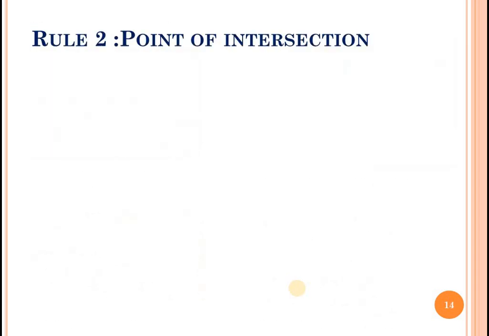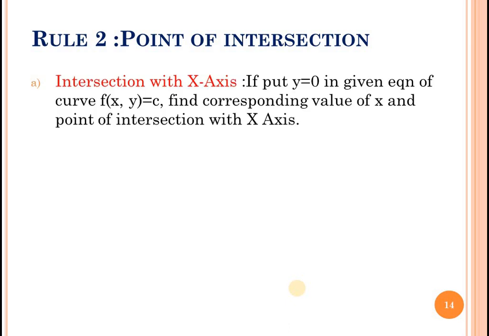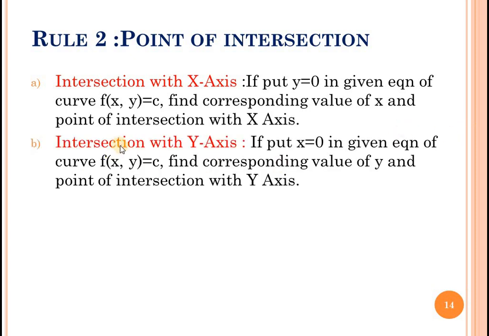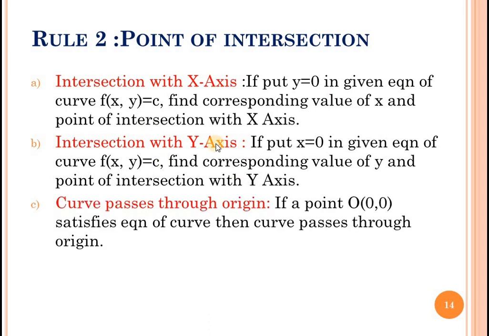Now the next rule is point of intersection. So intersection with the x-axis. When we put y is 0 in the given equation of the curve, then we get the corresponding value of x, and it gives the point of intersection. Suppose when I put y is 0, I get x naught. So x naught comma 0 is the point on the x-axis. Similarly, when I put x is 0, I get some value of y. So we get the intersection with the y-axis.